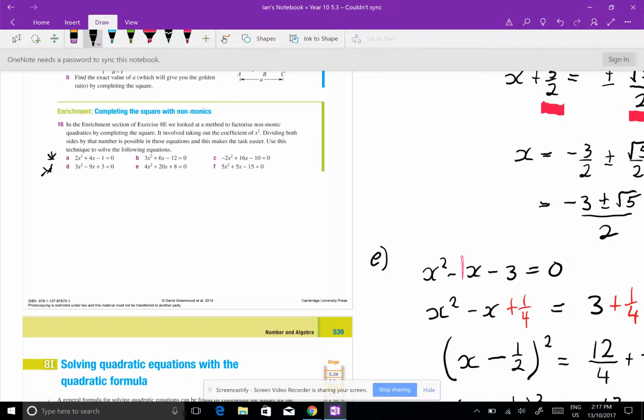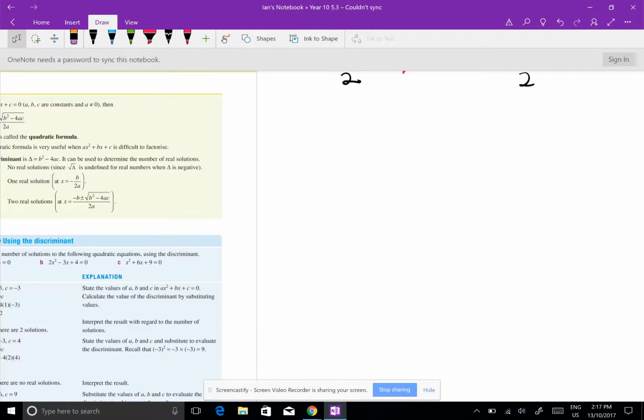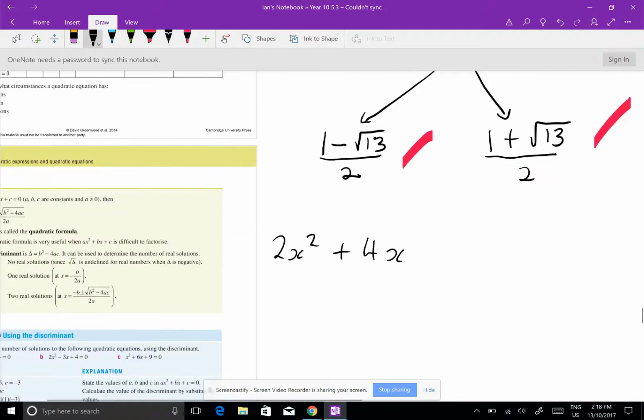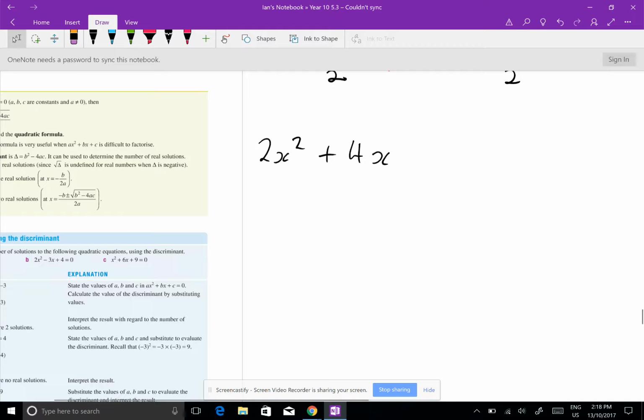So the first thing about completing the square, and I'm just getting the answers up so they're there. Question 16, there we go. All right, so 2x squared plus 4x minus 1. So here we go. 2x squared plus 4x, was it minus 1 or plus 1? Minus 1. 2x squared plus 4x minus 1 equals 0.